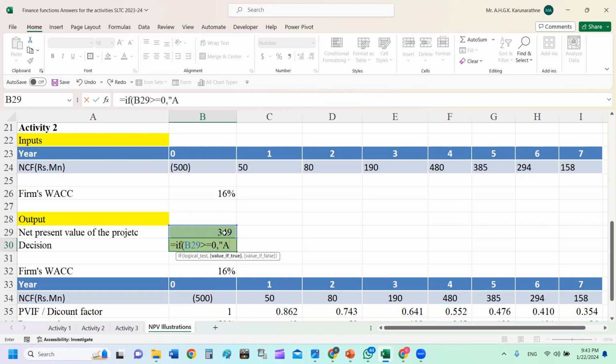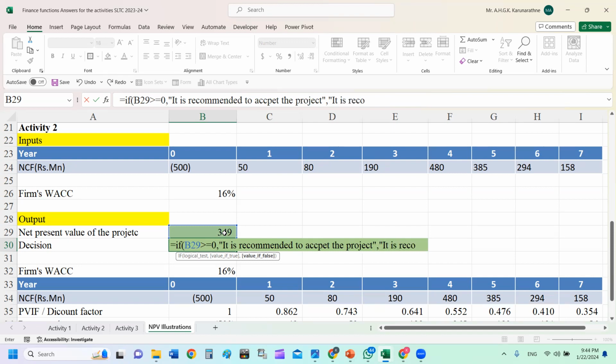Accept is a word, so it goes in quotes. Accept, or it is recommended to accept the project, or just write accept. If not, if it is less than, if not greater than and not equal, then the definition will be less than. It is recommended to reject the project, or just say within brackets reject. For the first case, just say accept.